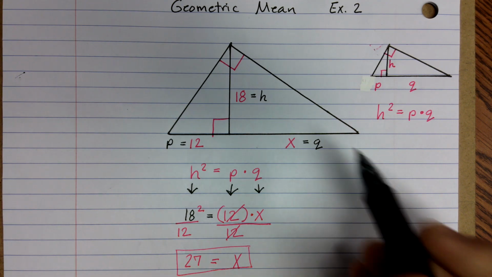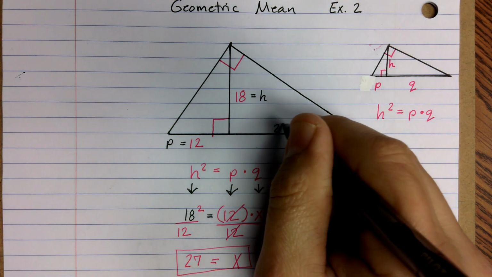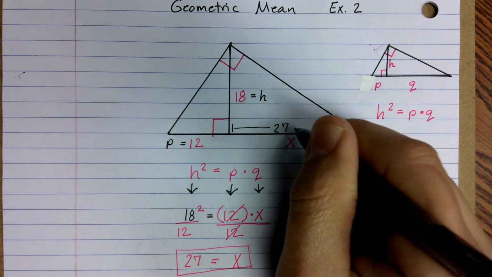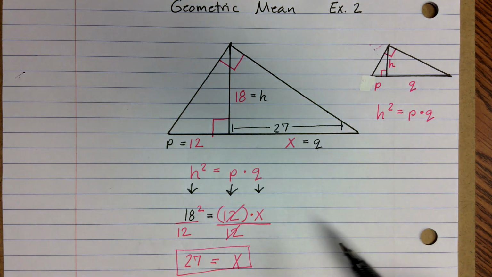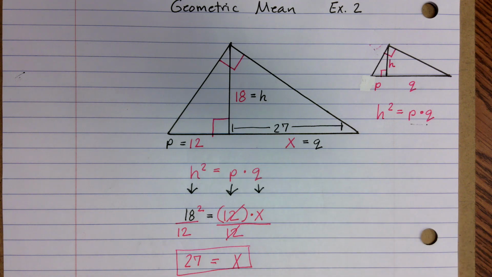So therefore, I know that this side of the triangle, q, is actually 27. That is the length of it. And that's how you use this formula in order to find the missing side of one of these triangles.